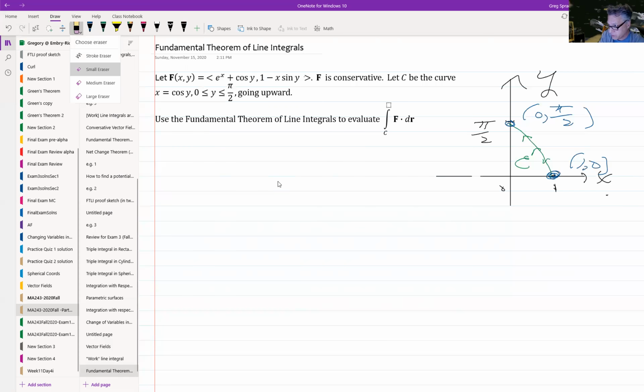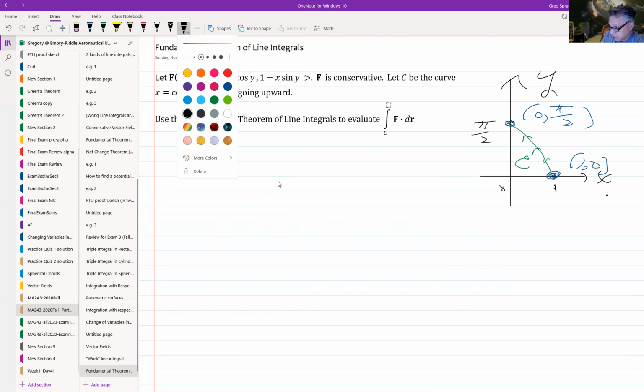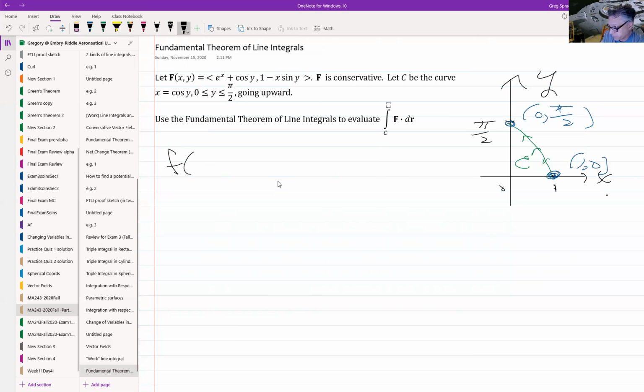So what we have to do is find a potential function, a little f, plug in the endpoints and subtract. And since the curve goes from (1, 0) to (0, pi over 2), we take little f of (0, pi over 2) minus little f of (1, 0). Just like if an interval goes from a to b, you take f of b minus f of a.